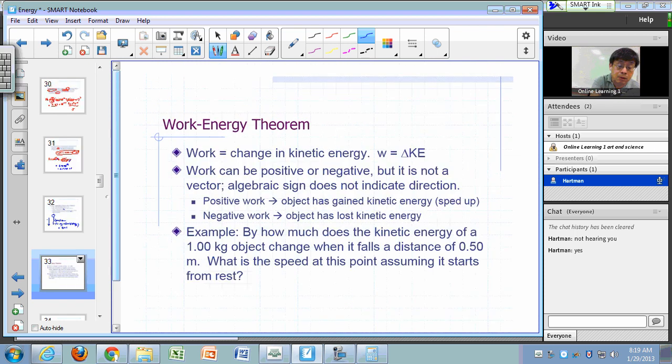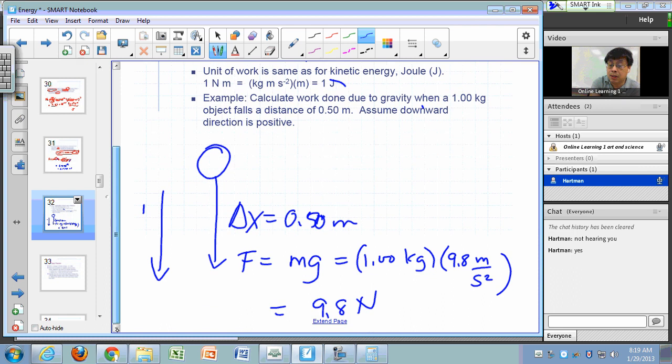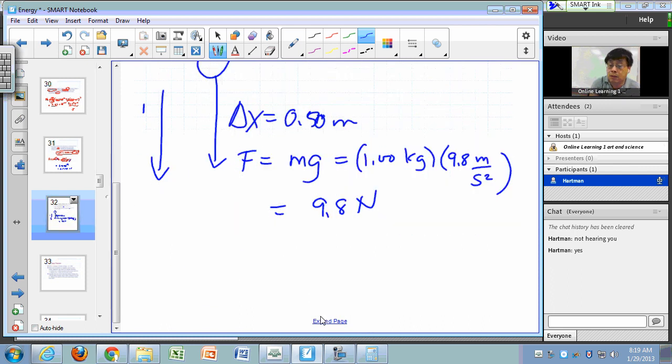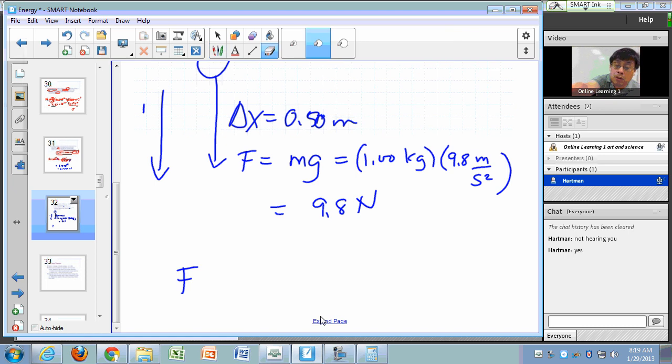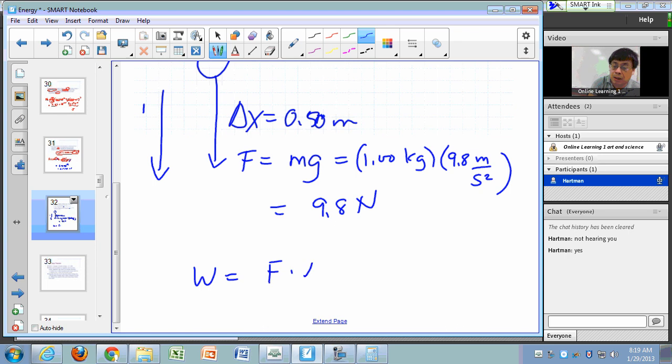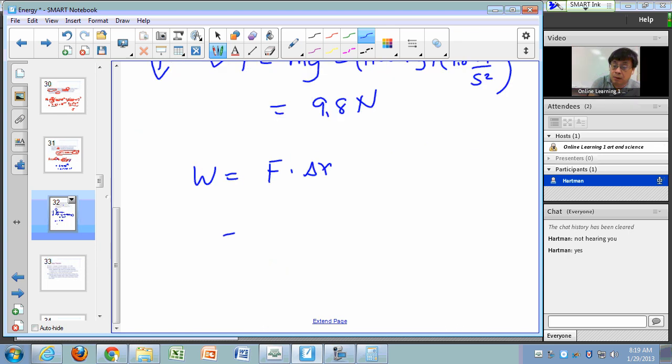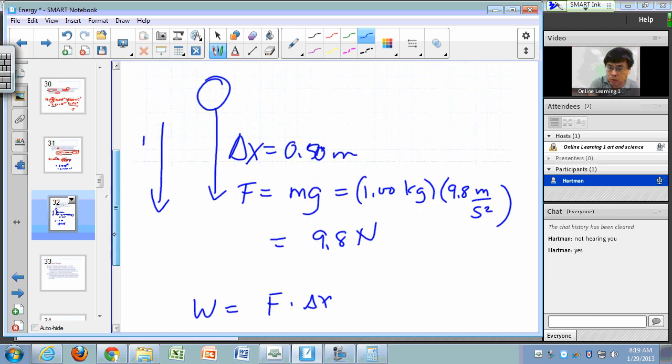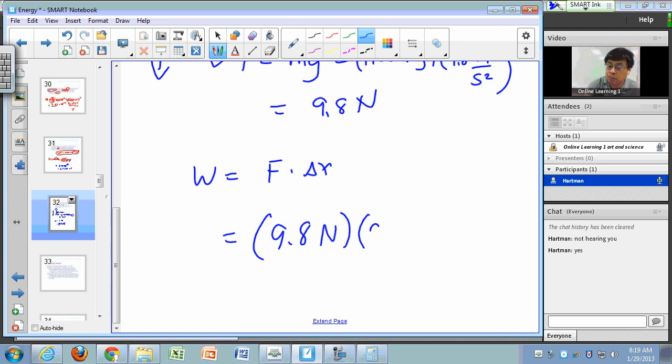So how much work did gravity do on this object? Force times delta x would be the work. So you say work equals force times delta x. So our force is 9.8 newtons. Our delta x is, it moved a distance of 0.50 meters.